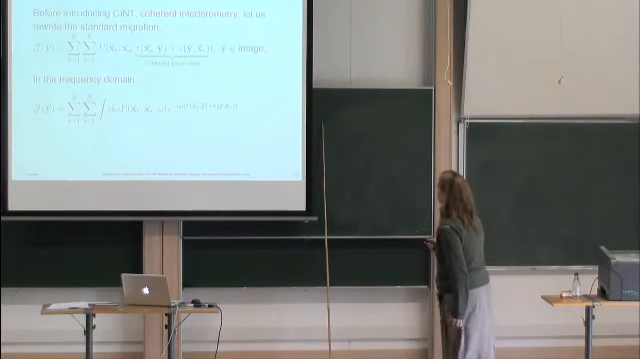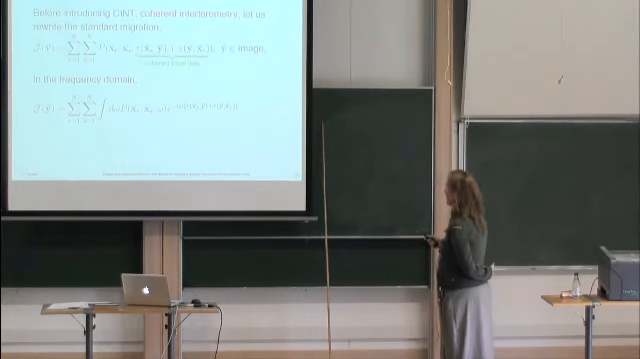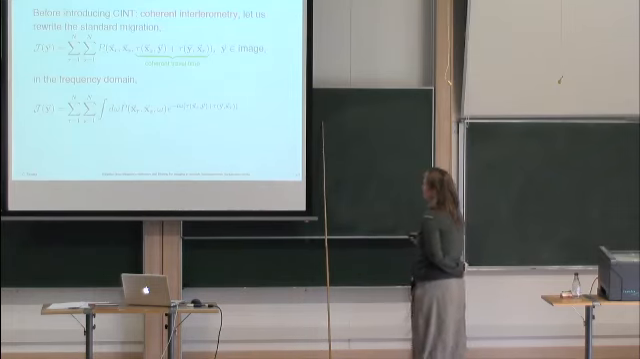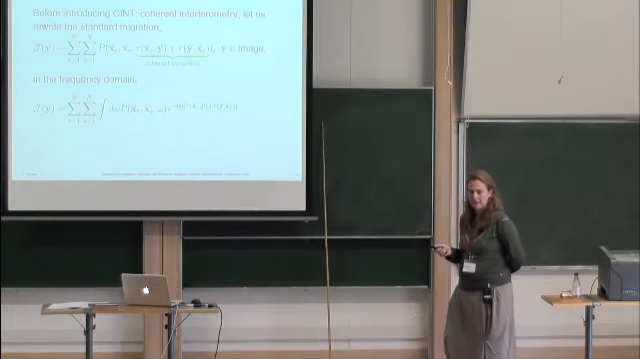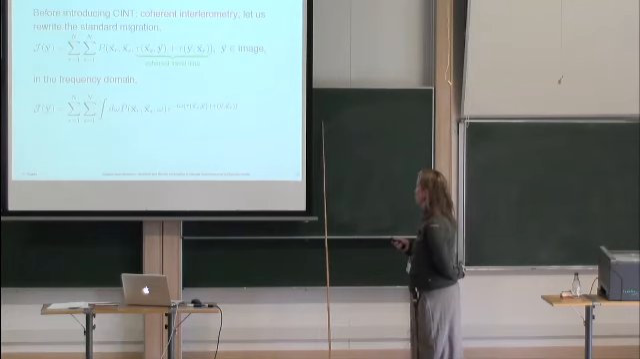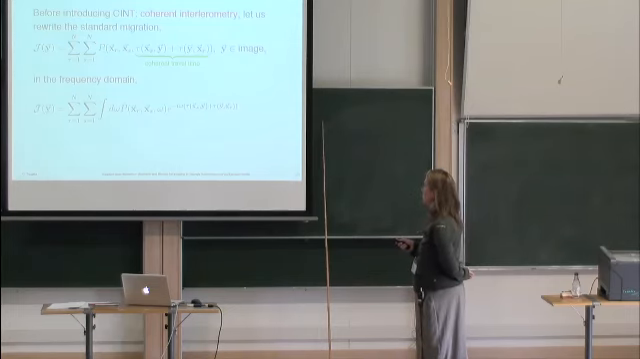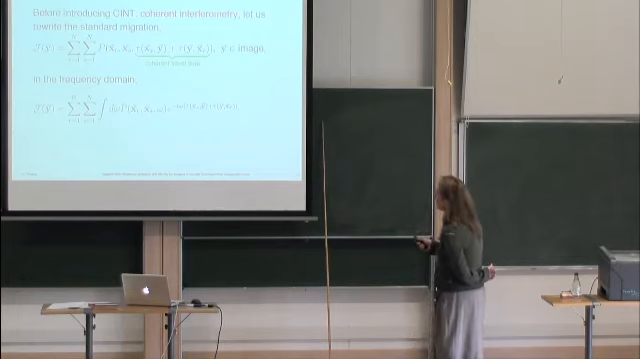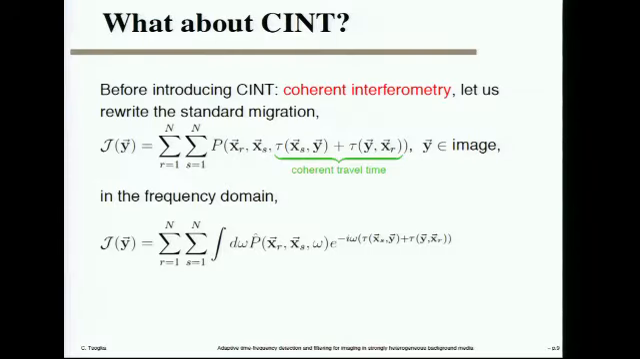But this method can be written in an equivalent way in the frequency domain, and this is what people usually do in order to analyze the method. So how do we do that? Instead of looking at P in the time domain, we take the Fourier transform. P hat is the Fourier transform of P from time to omega. And then instead of evaluating at this coherent travel time, I just integrate over omega and multiply by the exponential of minus i omega times the same travel time. So it's exactly the same thing.